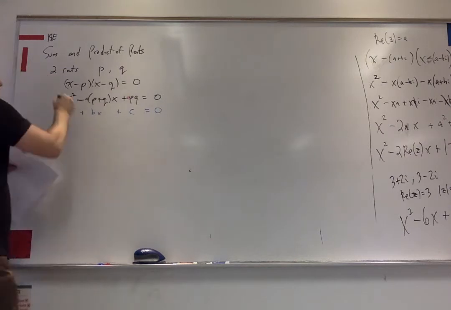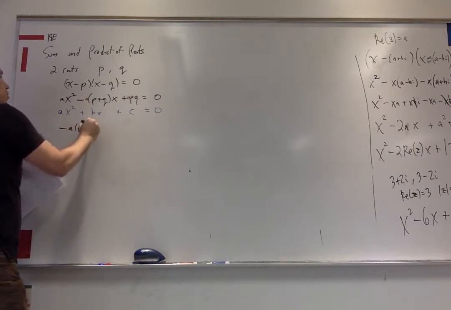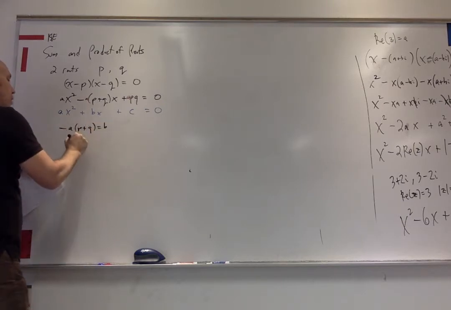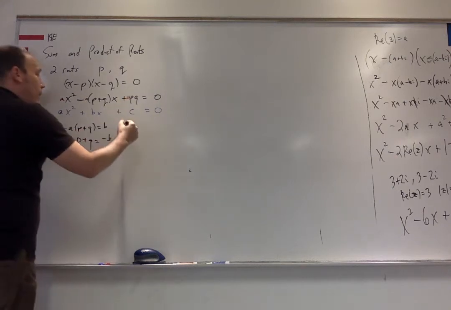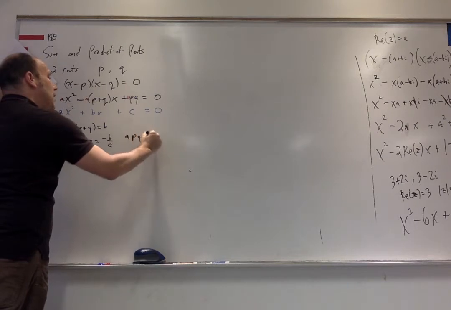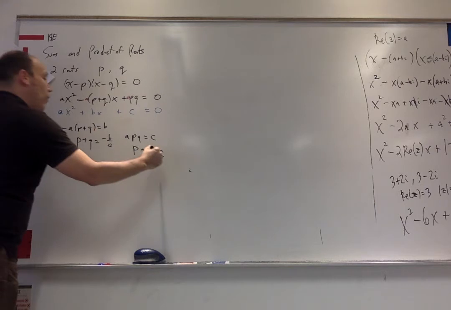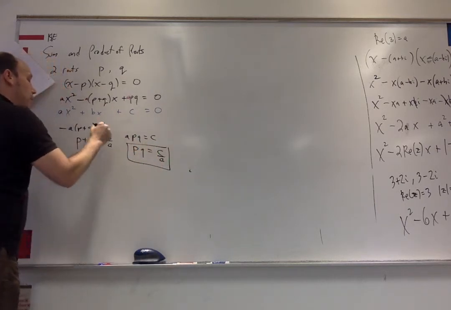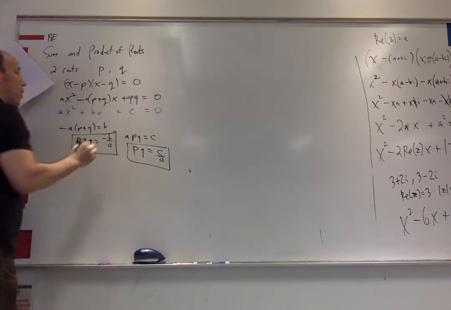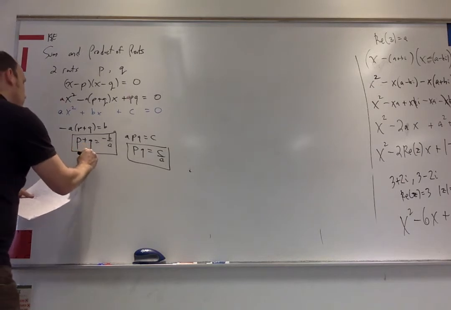It turns out that A is A. Negative a times (P plus Q) equals b, so therefore the sum of the roots is negative b over a. And if we match up aPQ to c, it turns out the product of the roots is c over a. So the product is c over a, and the sum of the roots is negative b over a. Yeah, this is the sum, this is the product.